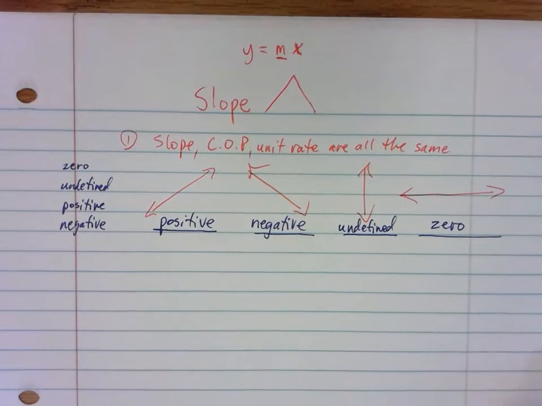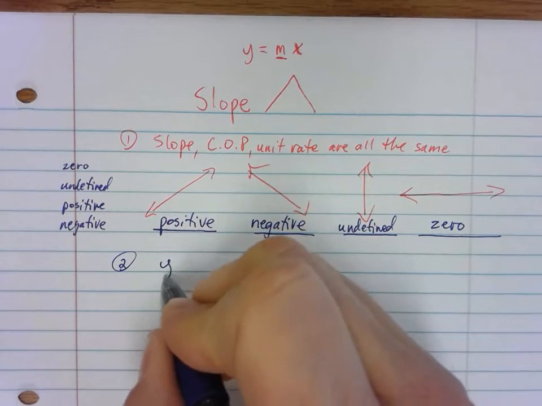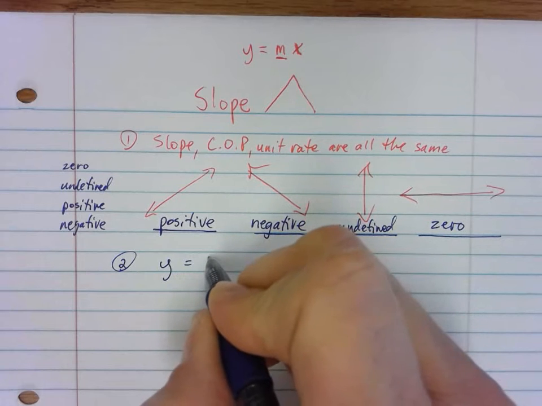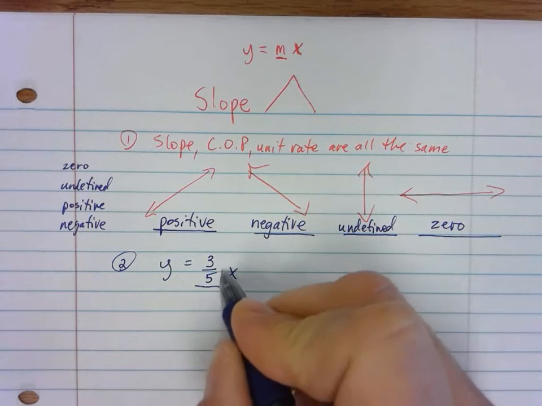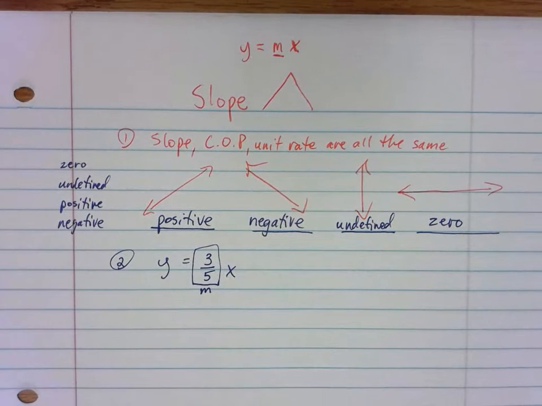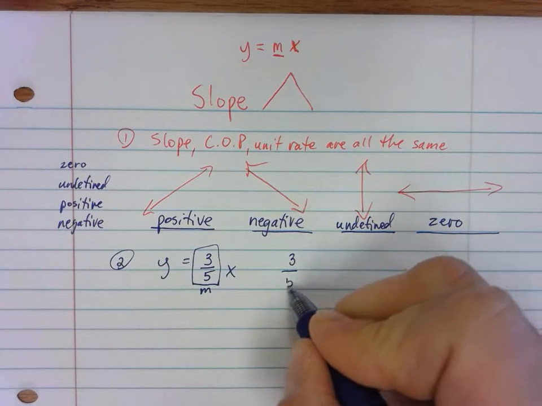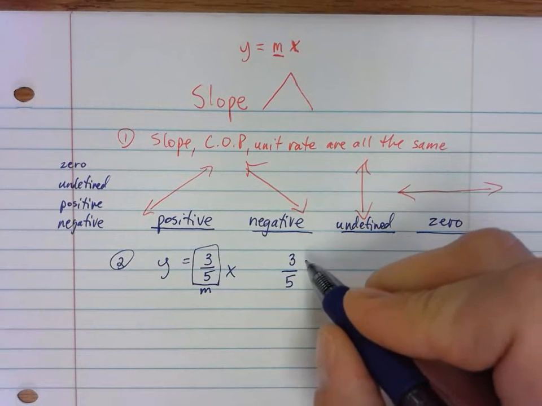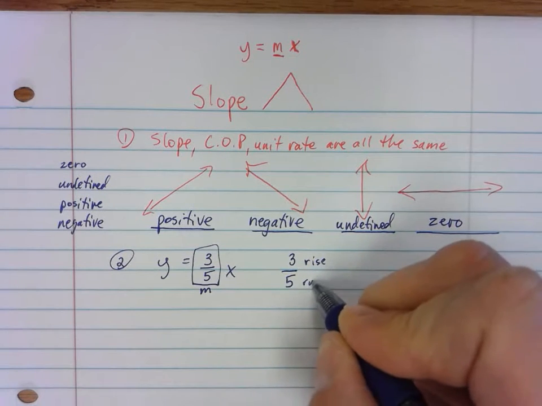We also are going to be talking about the fact that, like in this little equation right here, y equals 3/5 x, that 3/5 right there is the m, and that is telling us the slope of the line. Okay, so we're going to talk about what that 3/5 means. So the 3 is the rise, and the 5 is the run.